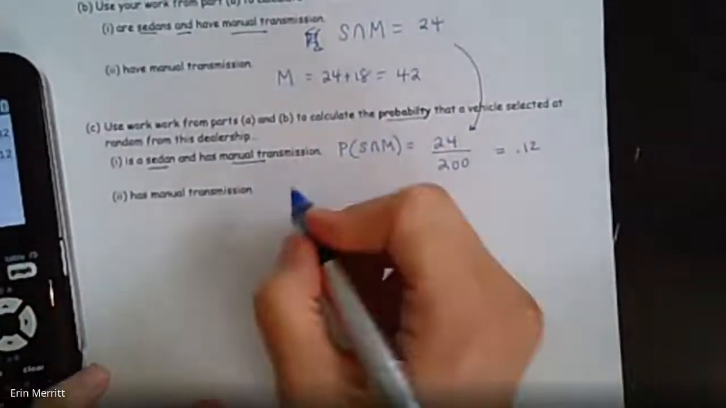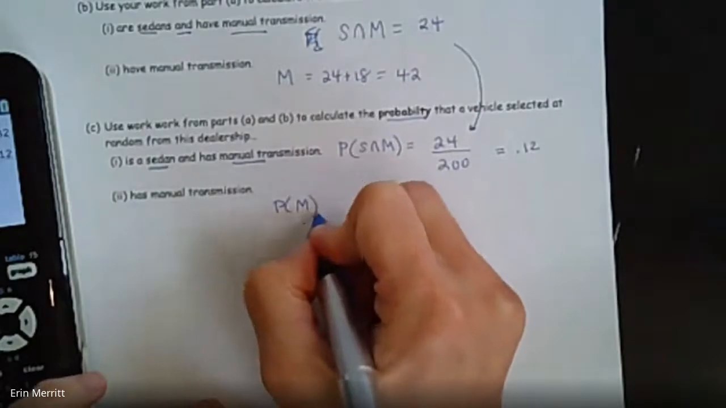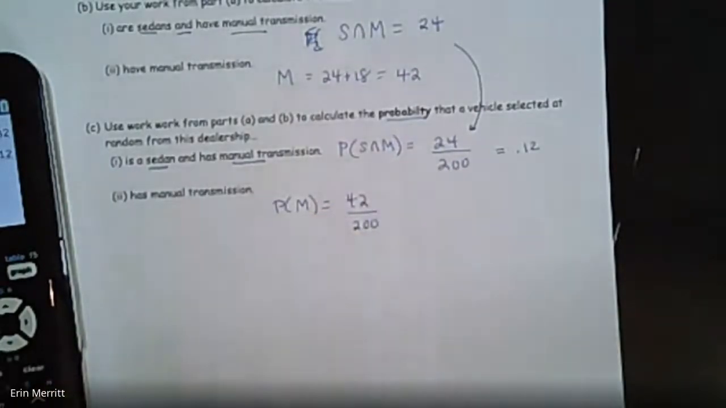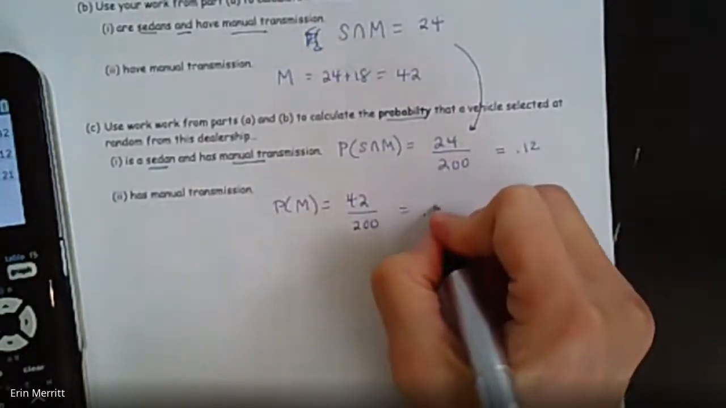All right, and then the last part has a manual transmission. So the probability of that, there's 42 cars out of the 200. And that comes out to be 0.21.